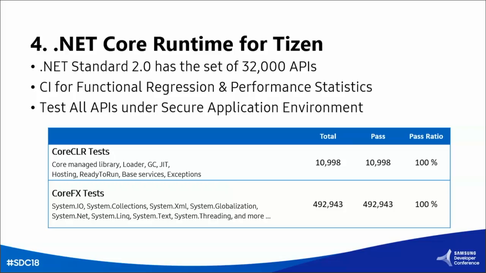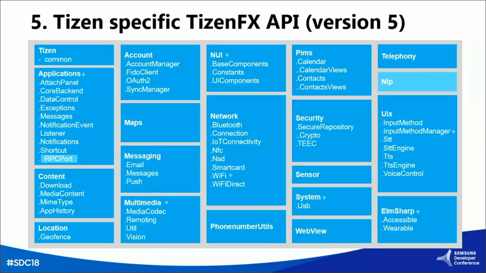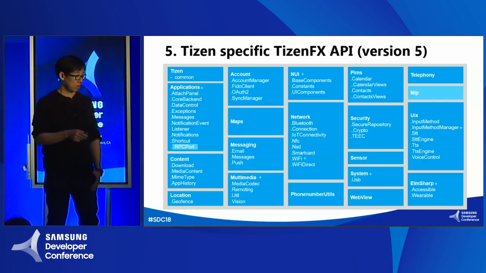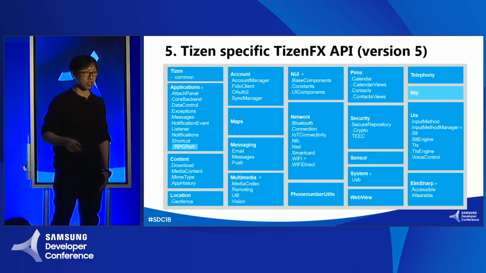That's the update. So next one is the Tizen FX API. This is access to the Tizen native framework. There are many Tizen native frameworks, such as application, which manages the life cycle of applications, and you can call the app control API to launch other applications. And there are the multimedia API and messaging, networking that includes Bluetooth, NFC, Wi-Fi.